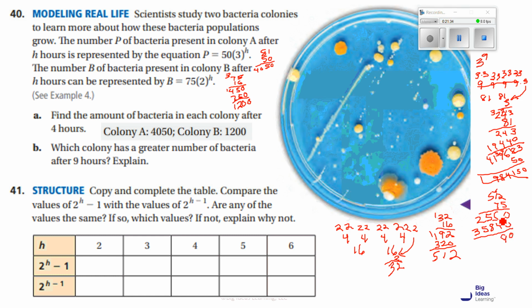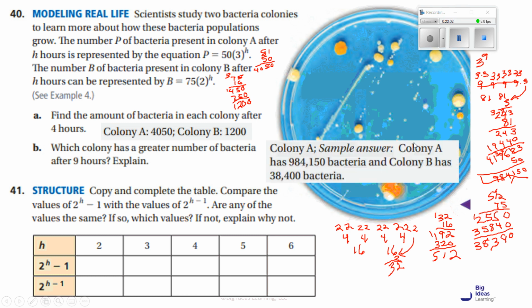0 plus 0 is 0. 5 plus 4 is 9. 8 plus 5 is 13. 5 plus 2 plus 1 makes 8. And then 3. So we only came up with 38,000. Here we came up with 984,000. There, you can see that the bigger one by far is going to be A. All right?